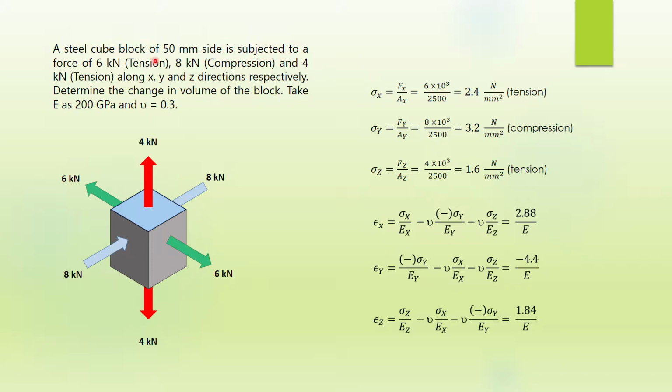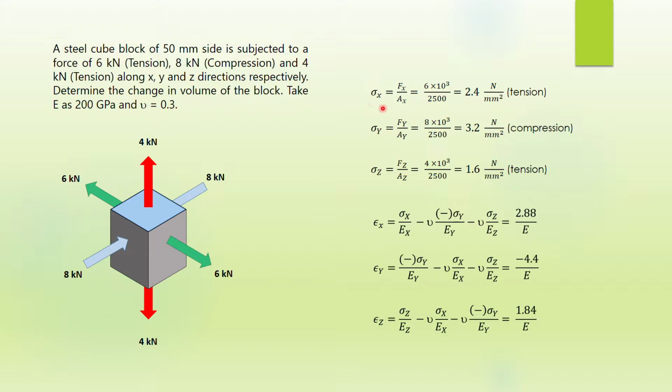The block is subjected to a force of 6 kilonewton in tension, 8 kilonewton in compression, and 4 kilonewton in tension along the x, y, and z directions respectively. So you can take the 6 kilonewton tension for the x, then 8 kilonewton compression for the y, but then it's -8, and 4 kilonewton tension for the z. The question asks us to determine the change in volume of the block, taking Young's modulus to be 200 gigapascal and Poisson's ratio to be 0.3.